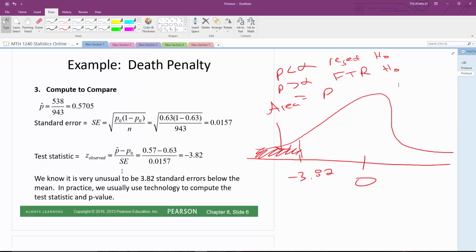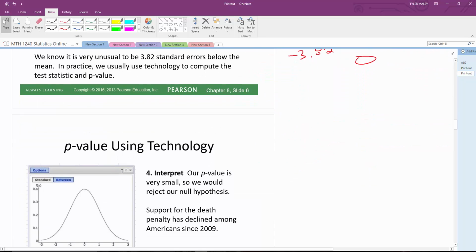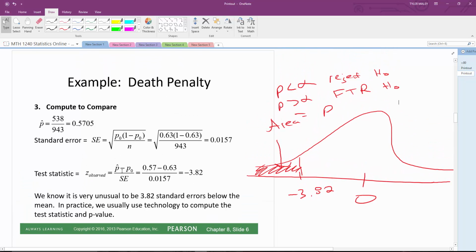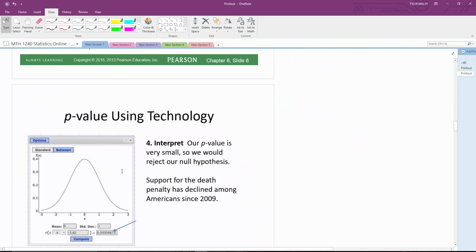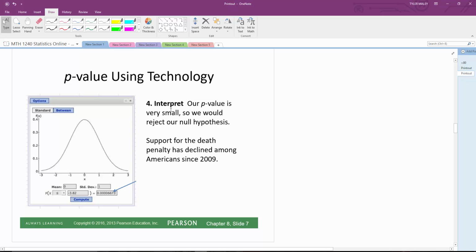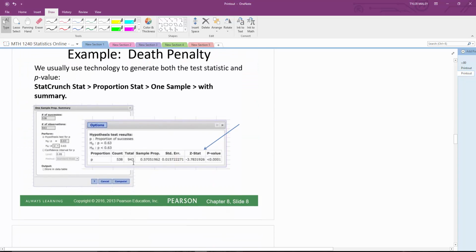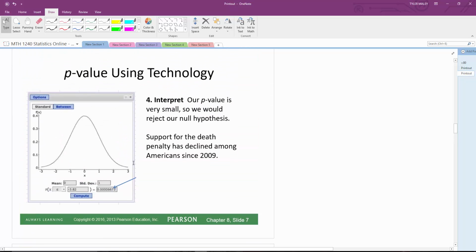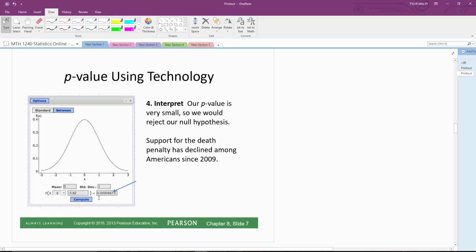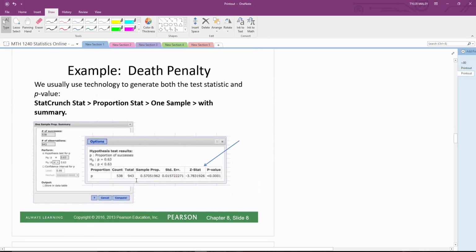So we know it's very unusual to be 3.82 standard errors below the mean. But in practice, we're going to use technology to compute the test statistic and the p-value. We know it's unusual, but we want to get a number to make sure how unusual. So we can find that probability, that p-value. Here is a screenshot using StatCrunch, which comes with my StatLab, which you can use in your homework if you'd like. This walks you through getting those p-values. So we end up getting a p-value very, very low, 0.00006673.